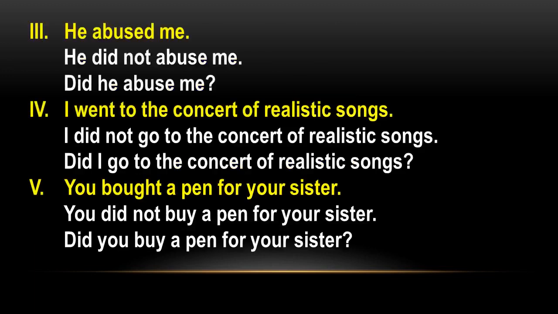Another sentence, he abused me. That is the second form of the verb. Then we are going to use did plus first form of the verb. He did not abuse me. For interrogative, did he abuse me? Then, I went to the concert of realistic songs. Again it is simple past tense. Go, went, gone, second form. So negative, I did not go to the concert of realistic songs. For interrogative, did I go to the concert of realistic songs?